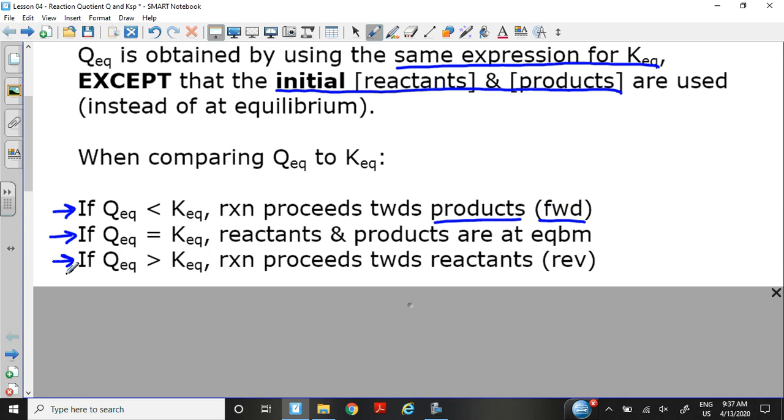The last option, once you calculate Q, if it ends up being larger than K, that means it's going to favor the reverse reaction, or it's going to make more reactants or go in the reverse direction. So what we'll do next is try out a problem so you can see how it works, and hopefully you'll see there isn't a lot to calculating Q.